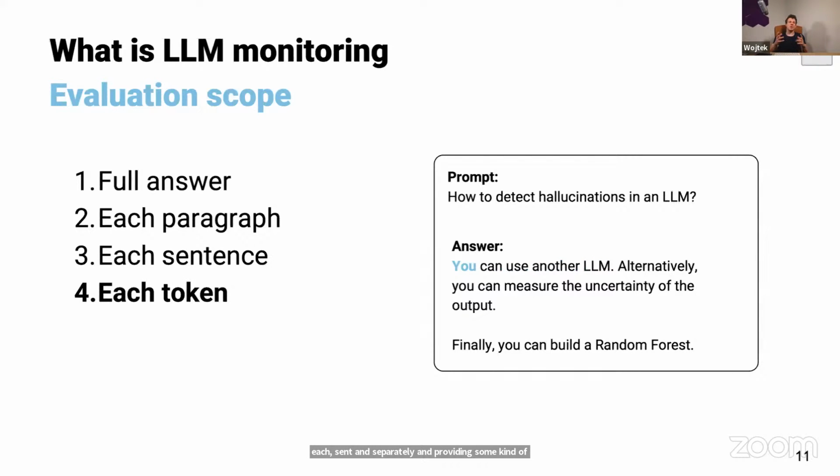And last option, which is not very meaningful, although technically we could do it, is we could evaluate whether each token is actually correct. This is not very meaningful in terms of language, but just for the sake of completeness, I added it here as well. So we're going to be mostly focusing on monitoring per paragraph and per sentence, with the bigger focus on monitoring per sentence.